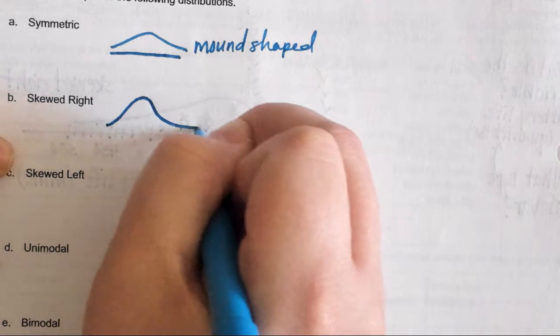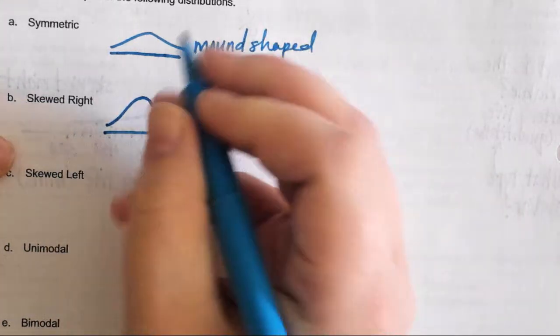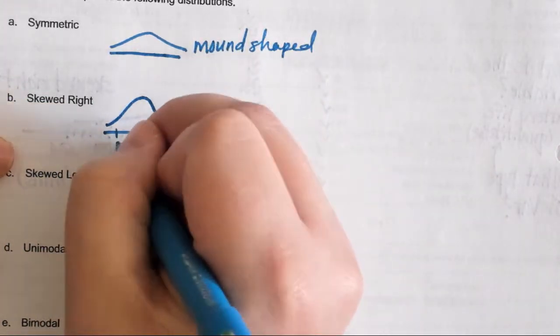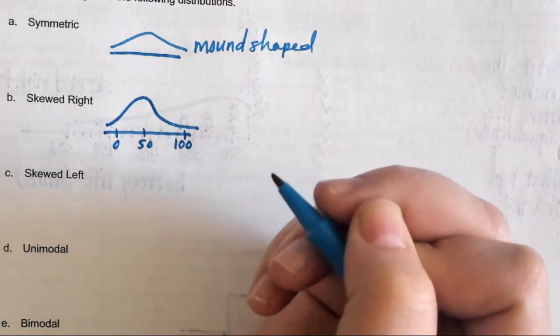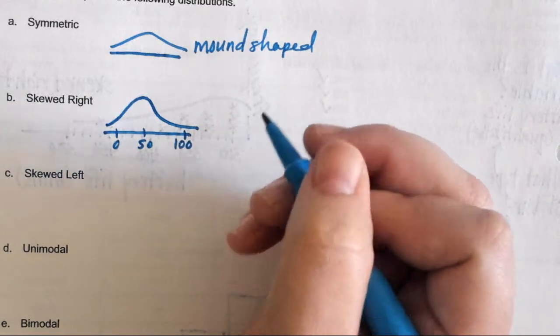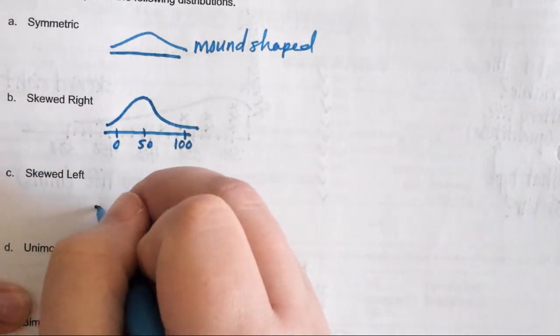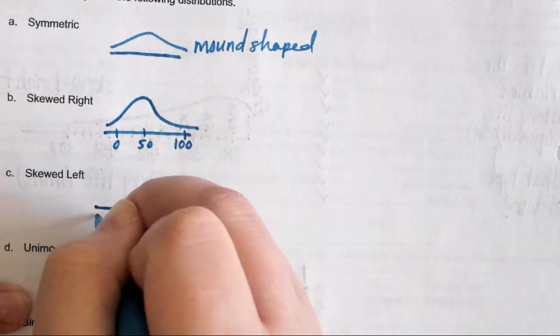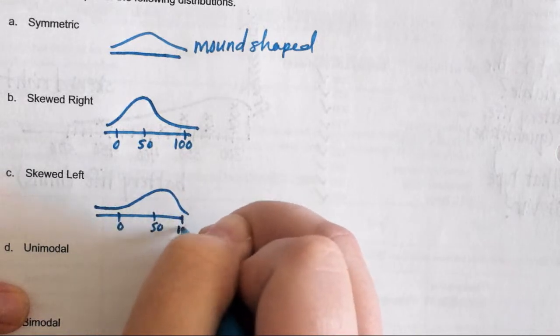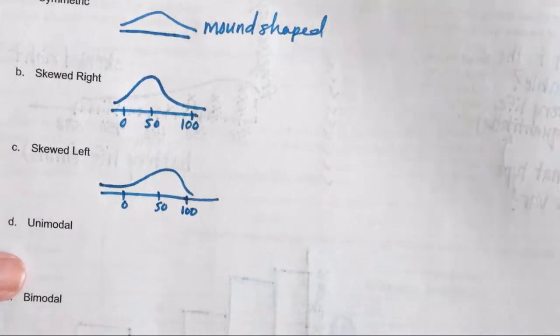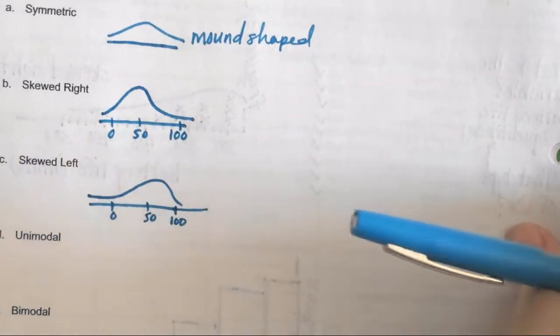And then you already know skewed right actually means the tail is to the right, so the majority of data points are happening to the left. So if this was, let's say, 0, 50, 100, most of the data points are actually happening to the left. And then skewed left, the tail is to the left. 0, 50, 100. And then you should have already known those.